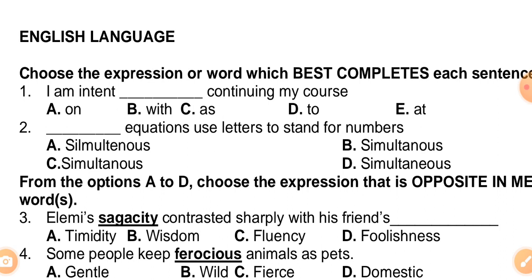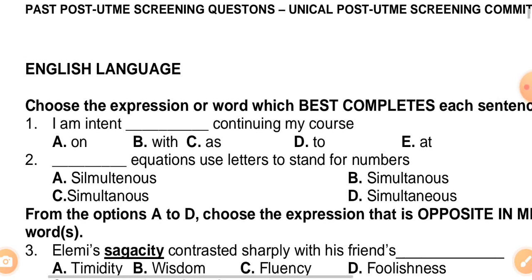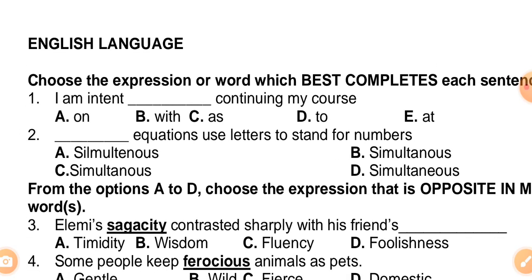Number one, I am intent dash continuing my course. A, on continuing my course. B, with continuing my course. C, as continuing my course. D, to continuing my course. E, at continuing my course. The answer is I am intent on continuing my course. That is A.